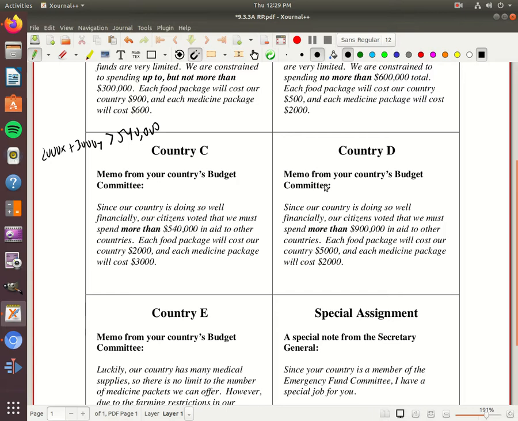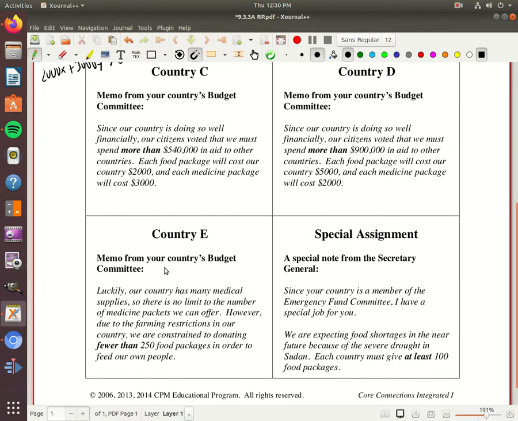If we go to country D, since our country is doing so well financially, our citizens voted that we must spend more than $900,000. So again, got to spend a lot of money. Food packages are $5,000 each, plus medicine is $2,000 each, and you have to spend more than 900. You can't spend exactly 900,000.